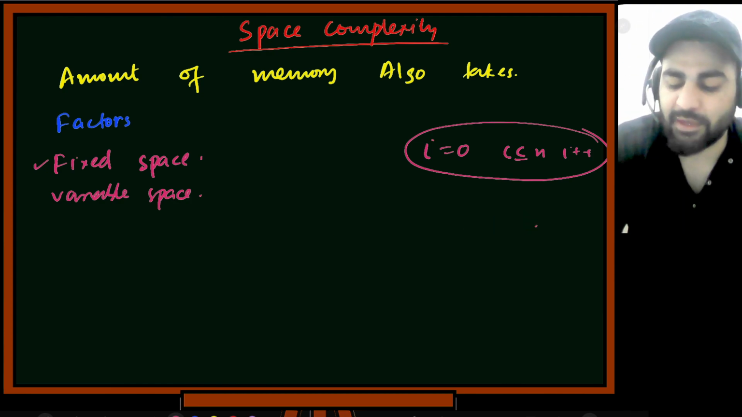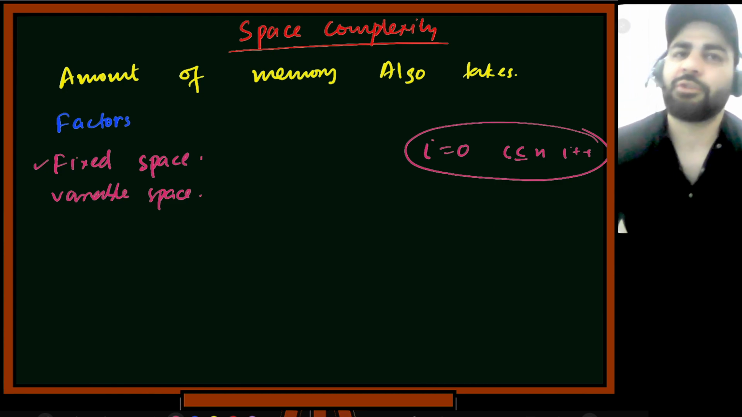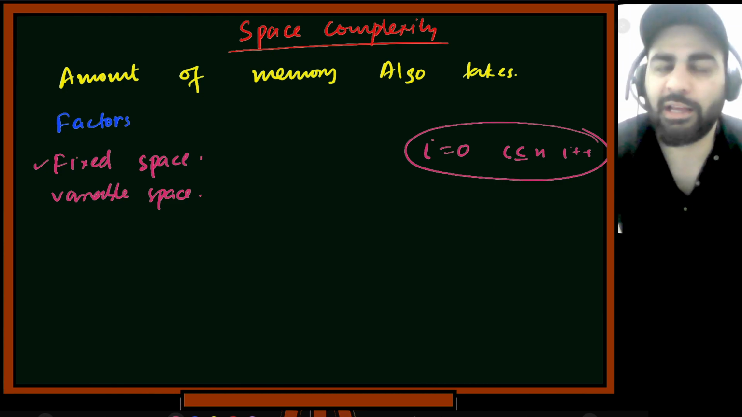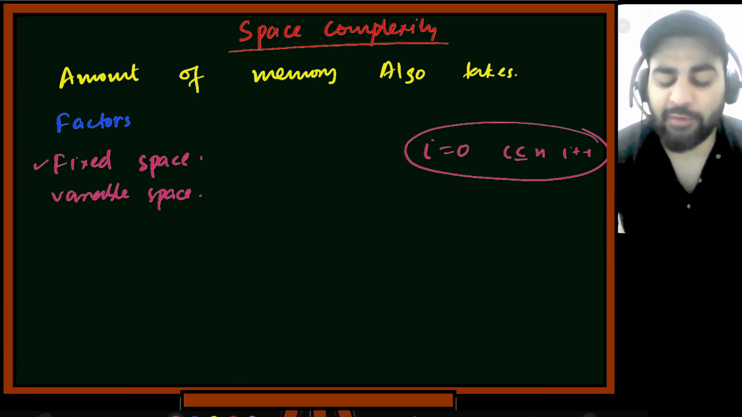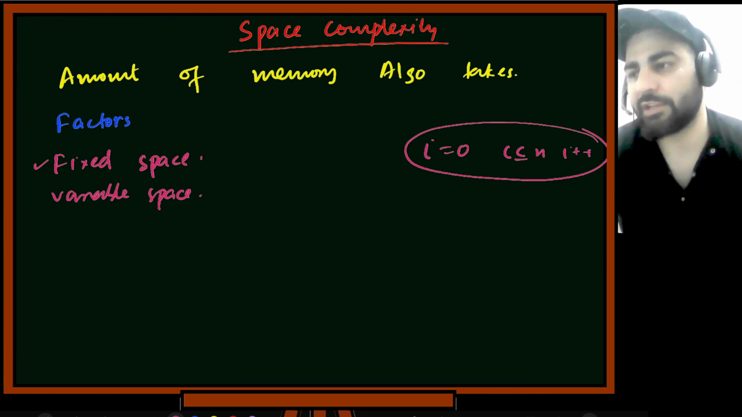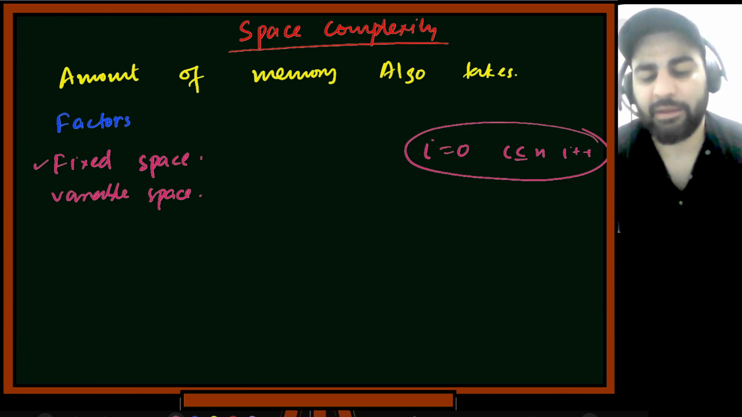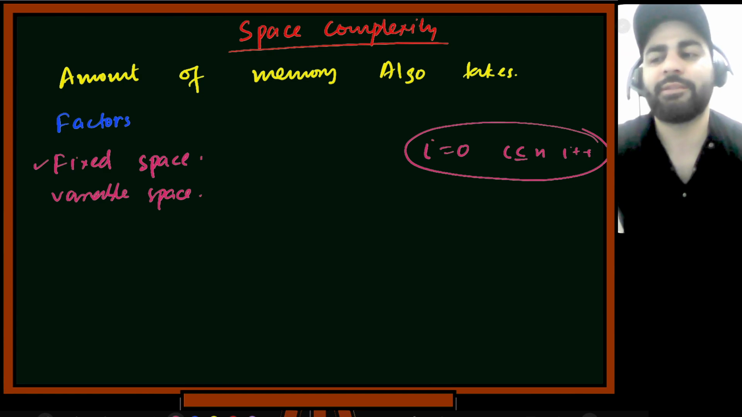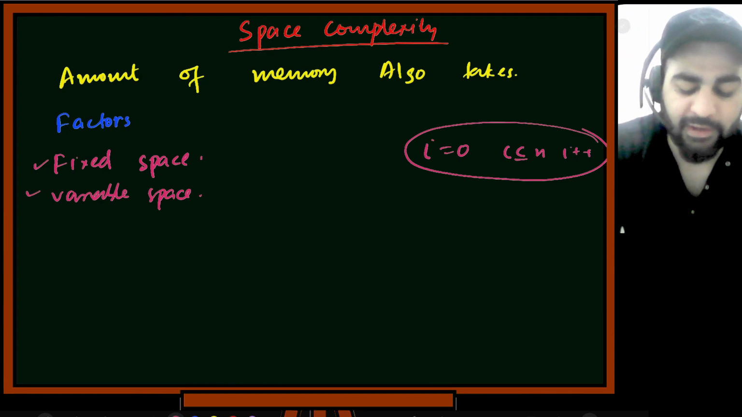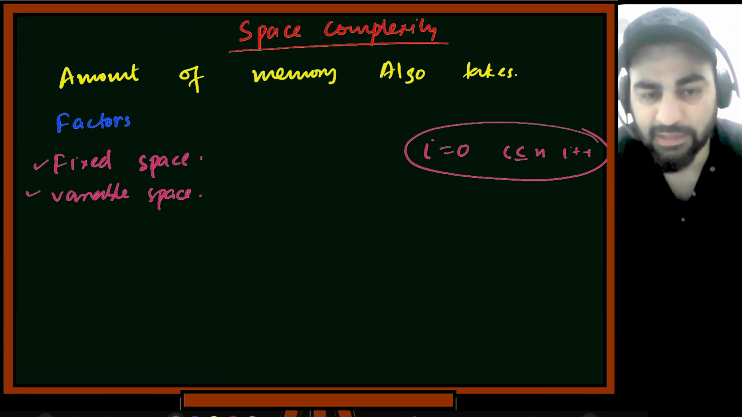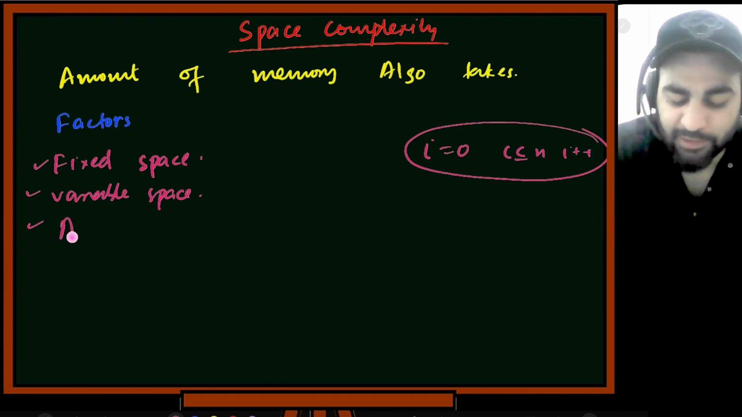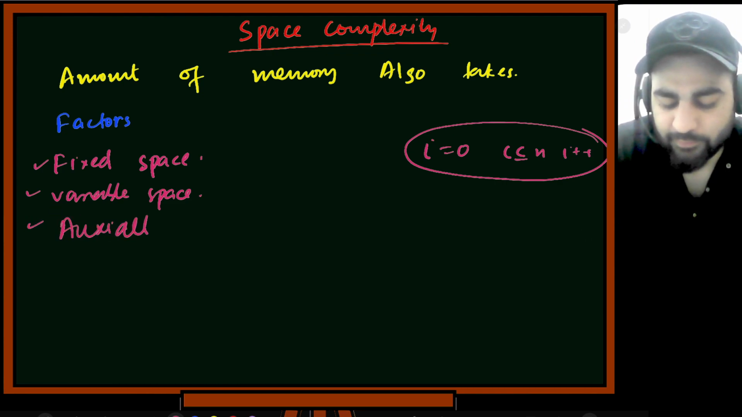In the fixed space, these variables are there, so they anyway won't get changed. And then when you make recursive calls, each call is taking some space in the stack. So when you take a variable size input, then your calls will be varied. That's why I call it variable space, because it takes varied space. Then there is something called auxiliary space. Sorry for the spelling, I'm really bad at spellings.